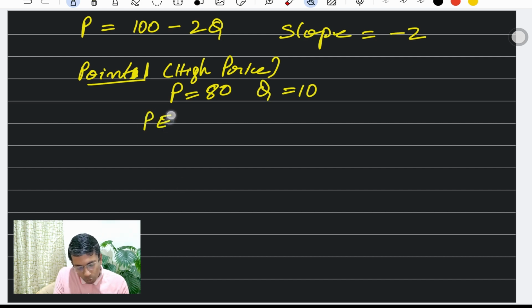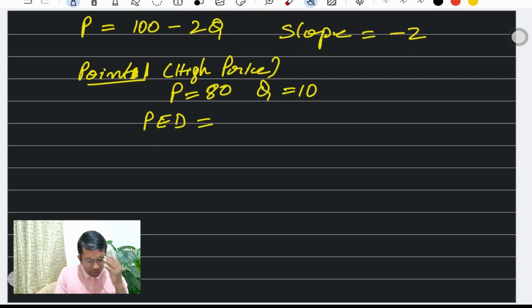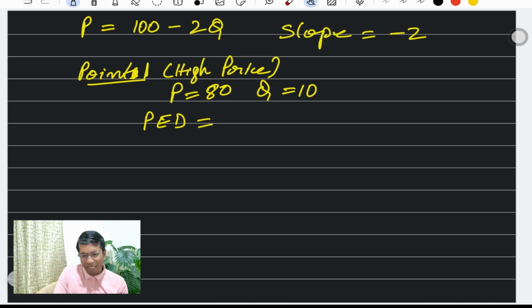So now what is going to be the PED? As we saw previously, this is the formula of PED, and we can apply this formula. So it is 1 minus 1 by B times P over Q. If you apply that, it'll be very interesting in this case. We saw that the slope is minus 2.